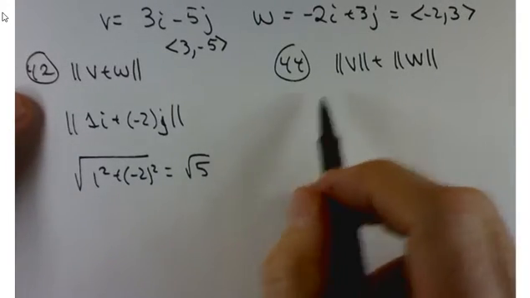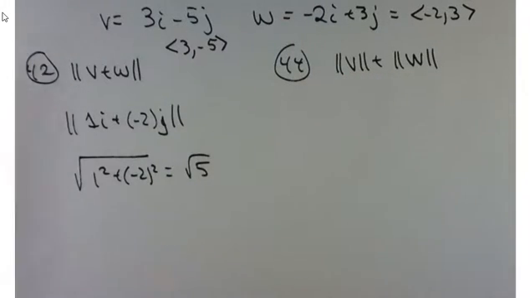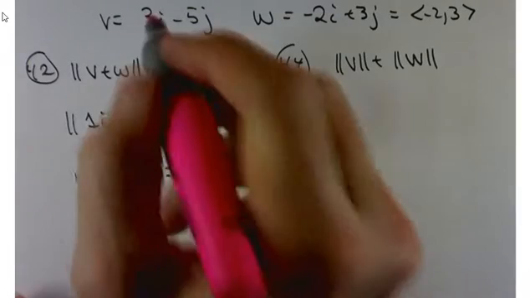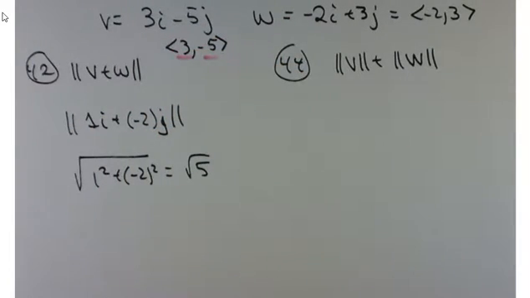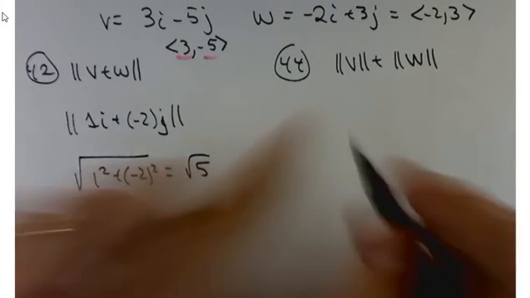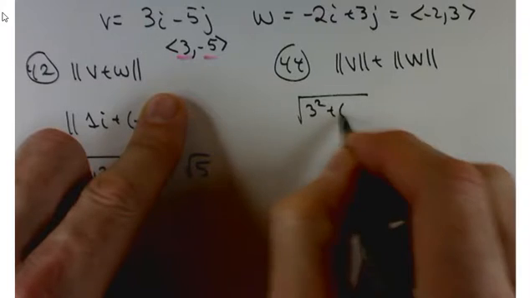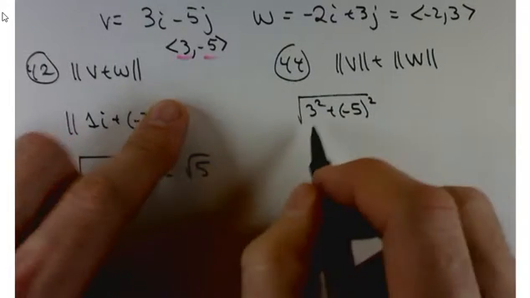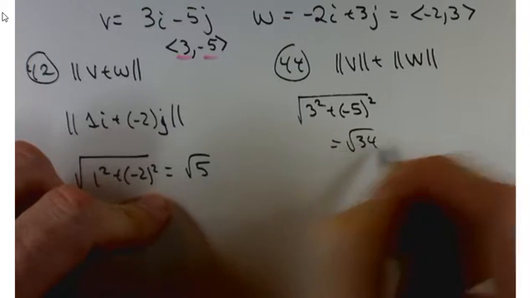So let's take a look at this one here. V, where was V? Well, V was right here. It had two components, 3 and negative 5. That's your A and B. So to calculate its length, it's going to be the square root of 3 squared plus negative 5 squared. 9 plus 25 gives you the square root of 34.